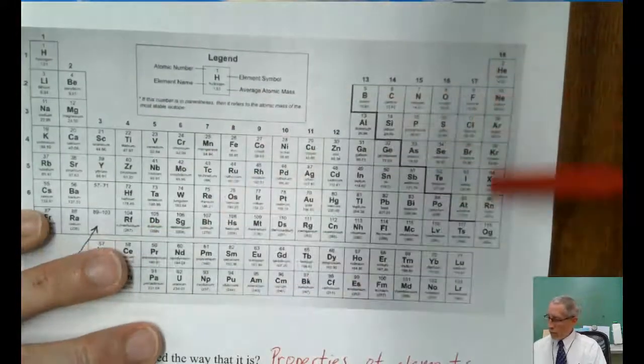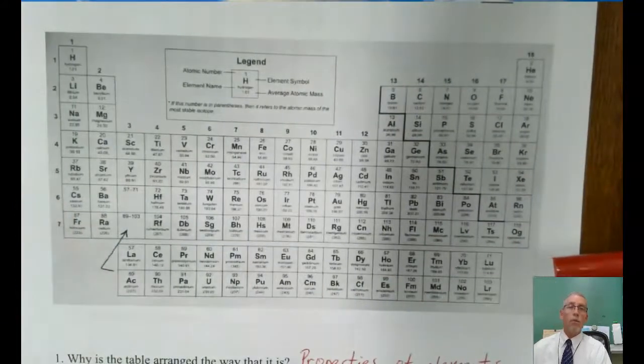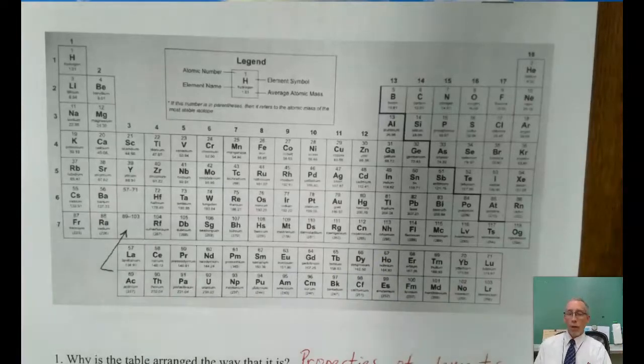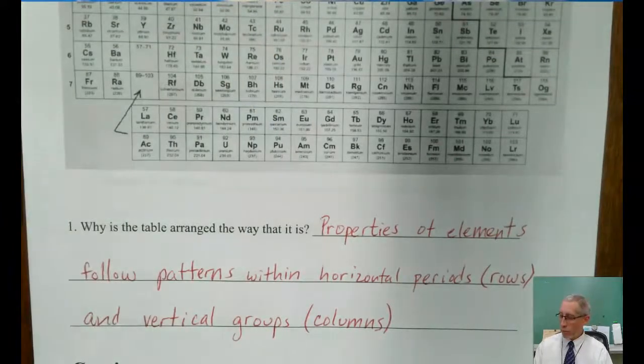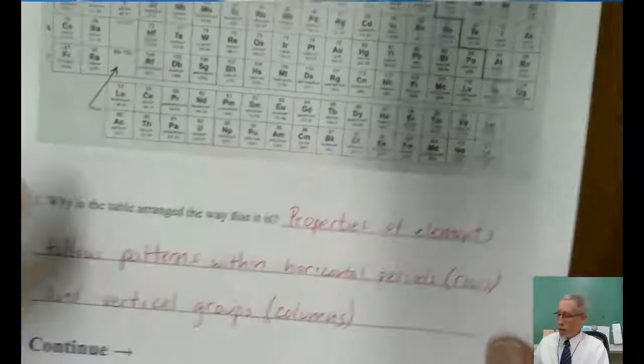And we have this group over here, group 18. They are particularly known for being unreactive. They don't do anything with any other chemical. Okay, so that's just an example of some of the properties that we look at when we decide how to arrange these things. Okay, let's go on to the next page.